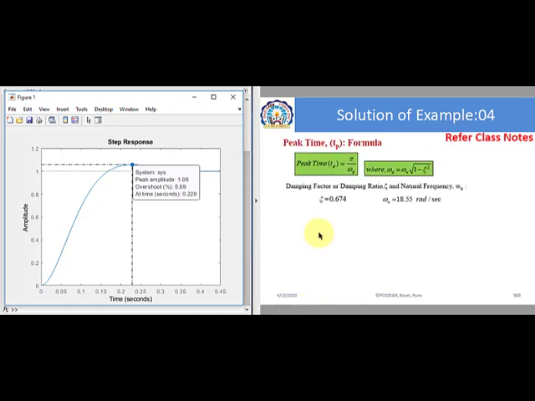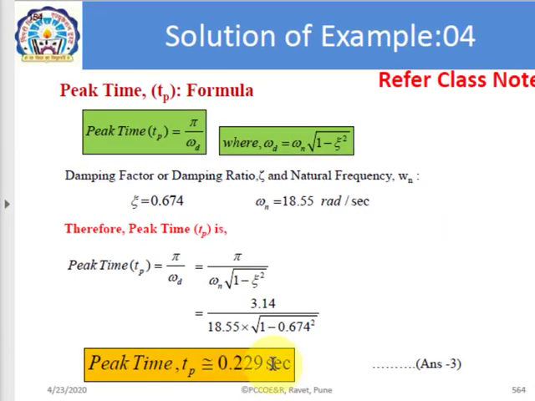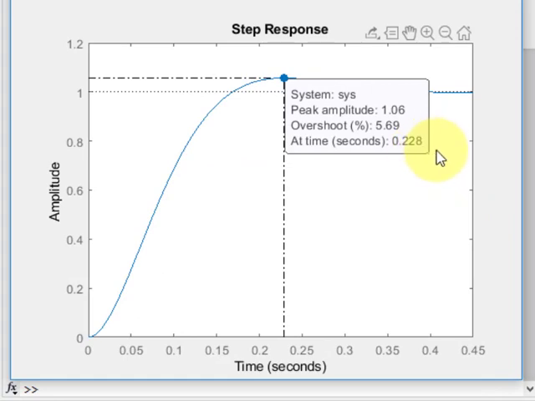Next is peak time, the time at which the first maximum overshoot takes place. Here we are having 0.228 seconds. After calculation, we get a peak time of 0.229 seconds. So this value is also verified.